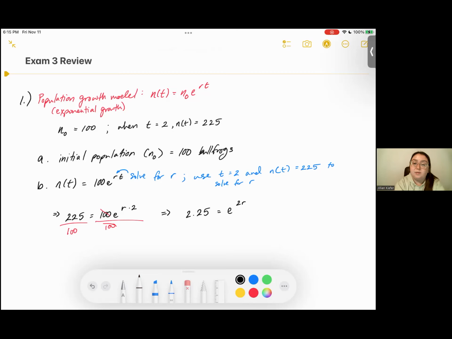So now that we're at this point, we've isolated the exponential function. And once we've done that, we can get rid of e by taking the natural log of both sides. So we'll move that over a little bit. So here we go.